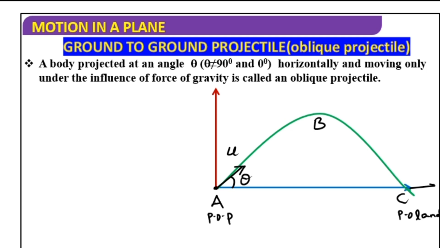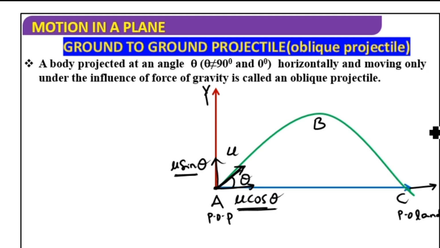So consider this is the x-axis and this is the y-axis. Now this u is resolved into two components. This u is making an angle theta with this axis. So we can write this as u cos theta, and perpendicular to this component we can write u sin theta. U cos theta is the horizontal component of velocity. U sin theta is the vertical component of velocity.